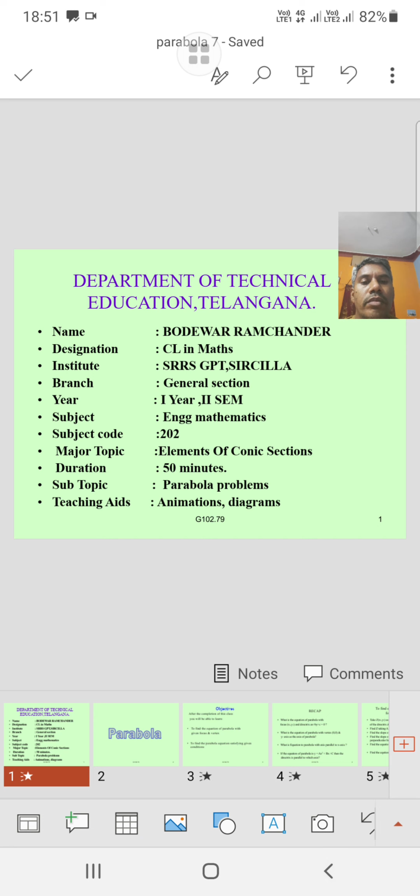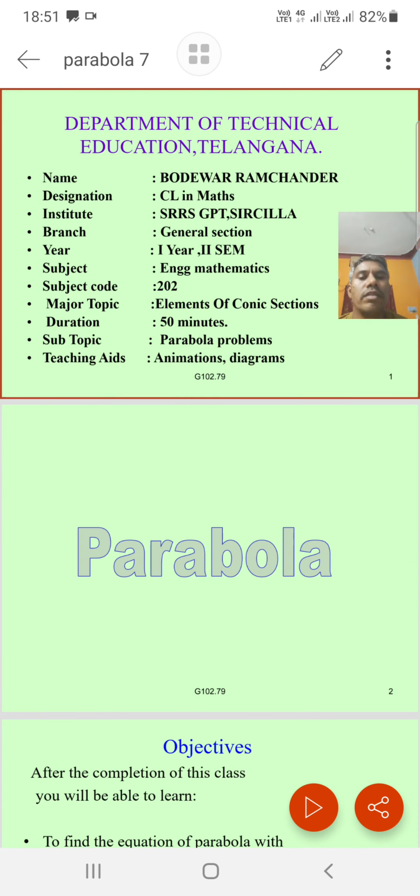I hope many of you did the homework problems also from the exercise, and I hope you understood and you tried and you did some problems. And let us see some more problems on how to find the equation of a parabola. So, today's class objectives.